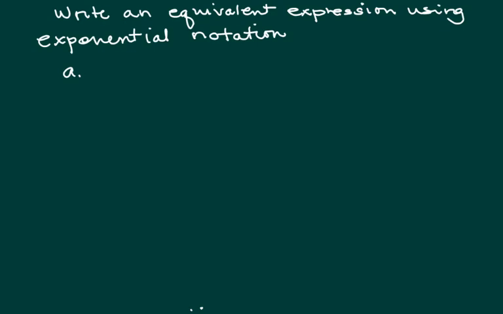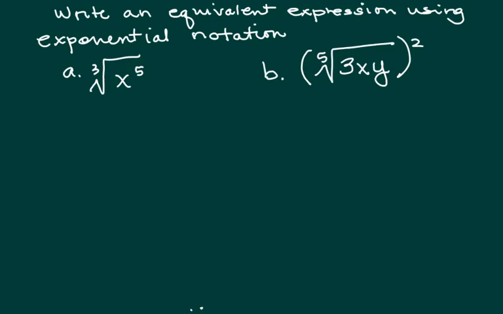We want to write an equivalent expression using exponential notation. So again here, remember that the radicand becomes the base, the exponent becomes the numerator, and the index becomes the denominator.